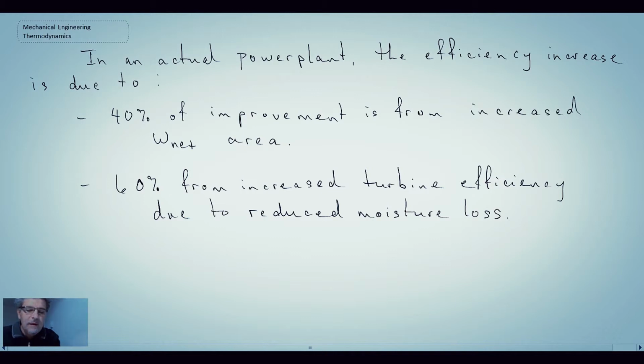So what we can say is that 40% of the efficiency improvement comes due to the fact that we're increasing the net area, the work area, that is the difference between the heat in and the heat out. And another 60% is coming from the fact that we're not expanding into the multi-phase region and encountering moisture droplets impacting on the turbine blades. So that's where we get our efficiency improvements.